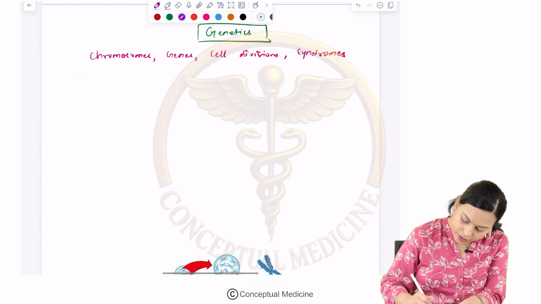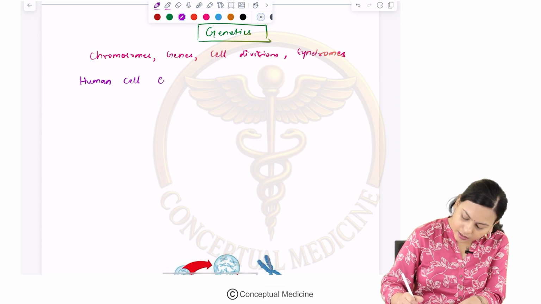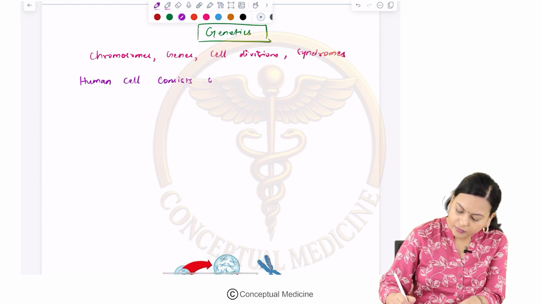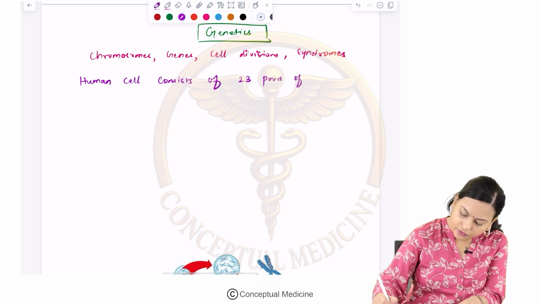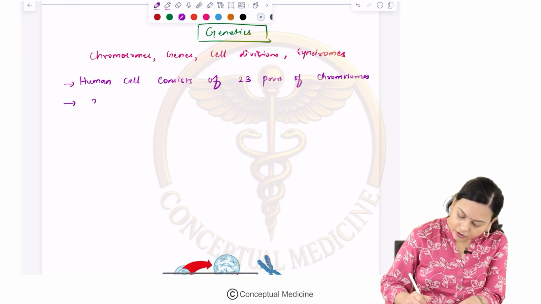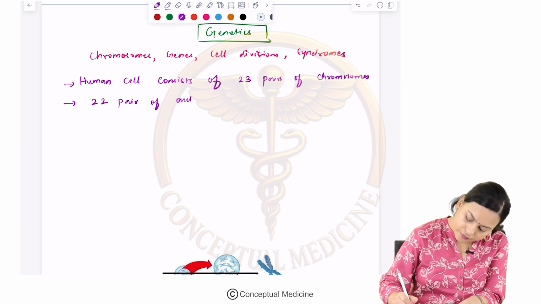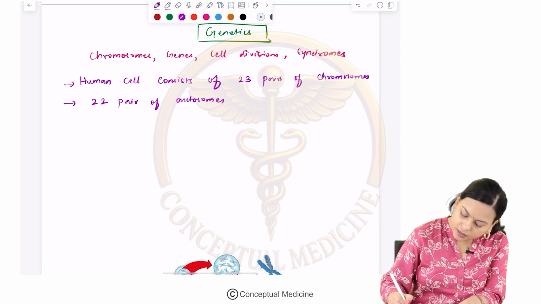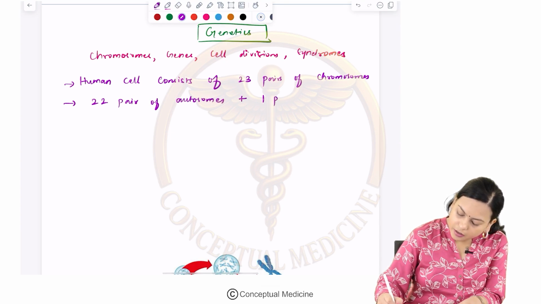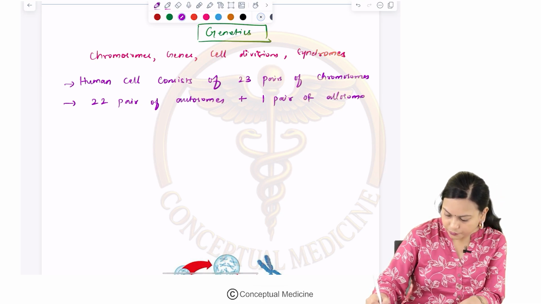Now, we all know the human cell consists of 23 pairs of chromosomes, okay. In this, there are 22 pairs of autosomes and 1 pair of allosome, okay.